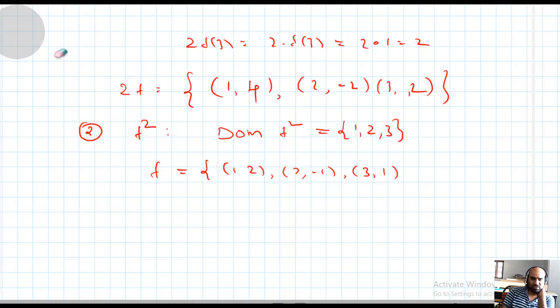Now I will explain theoretically how to write it. The f square domain is this. Means f square of 1 equals dash, f square of 2 equals dash, f square of 3 equals dash. What is the meaning of this? What is the image of 1 with respect to the new function f square? What is the image of 2? What is the image of 3? According to the formula, I can write this as f of 1 squared. I will show you.